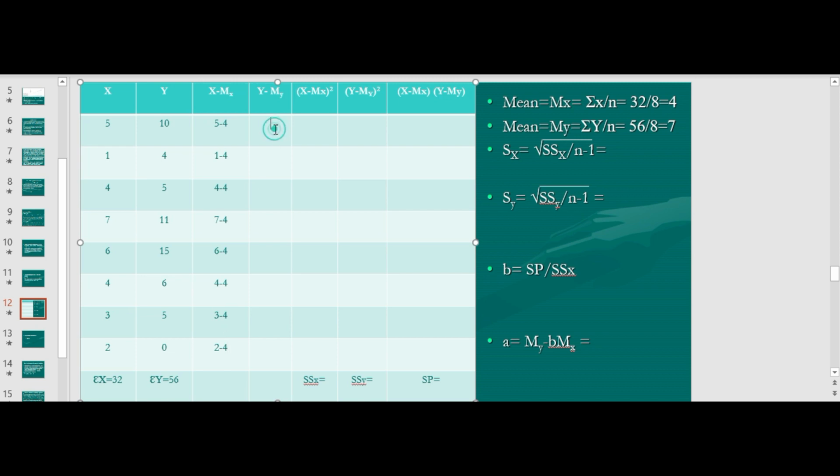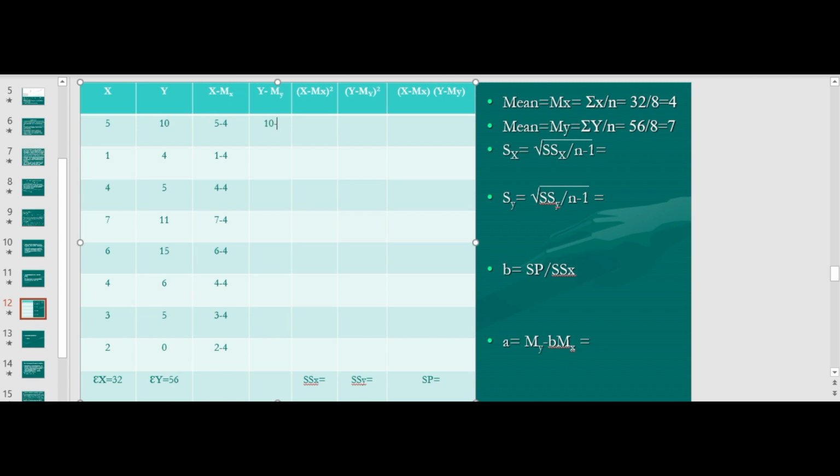In the same way, we will calculate the mean deviation of the y variable. First of all, we will measure the mean of the y variable. The total of the y variable is 56. When we divide 56 by 8, it gives us the value of 7. So we will subtract 7 from each value of y.